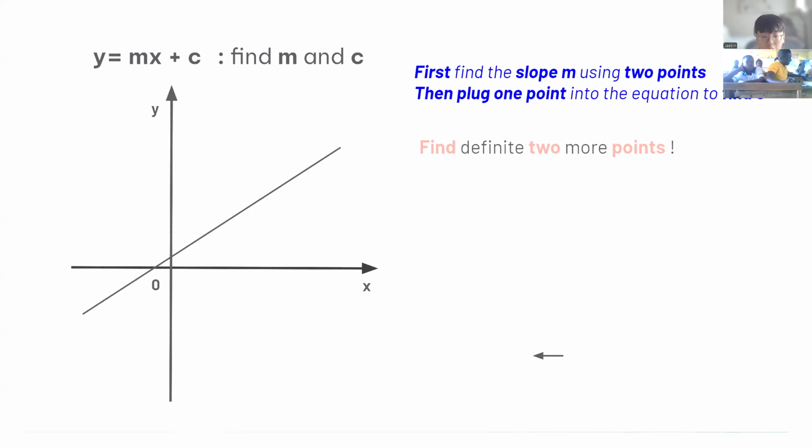Now let's have a practice problem of this one. So let's all find this slope and equation together. So let's find an equation for this graph. So we need to find 2 points, right?